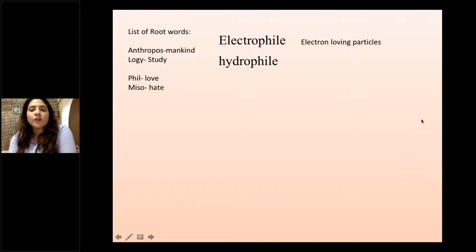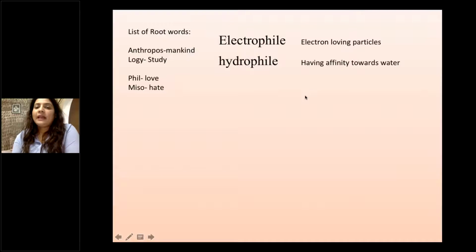Hydrophile. What's hydro? Come on, quick. Hydro is a root word for, absolutely correct, water. Having affinity towards water. So you know another word, affinity, which means attraction. So what's hydrophile? Someone who's attracted towards water.